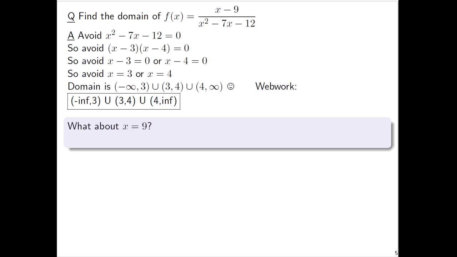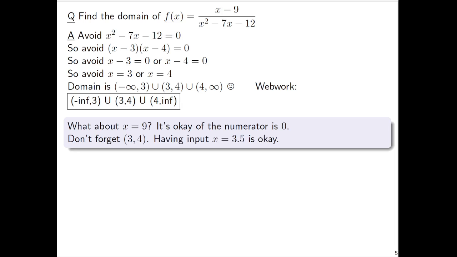Now, what about in the numerator, this x equals 9? Sometimes people are worried about this. It's OK if the numerator is 0. The thing is, please don't forget that middle interval. x can be a number between 3 and 4. So for instance, having the input x equaling 3.5, that's OK.